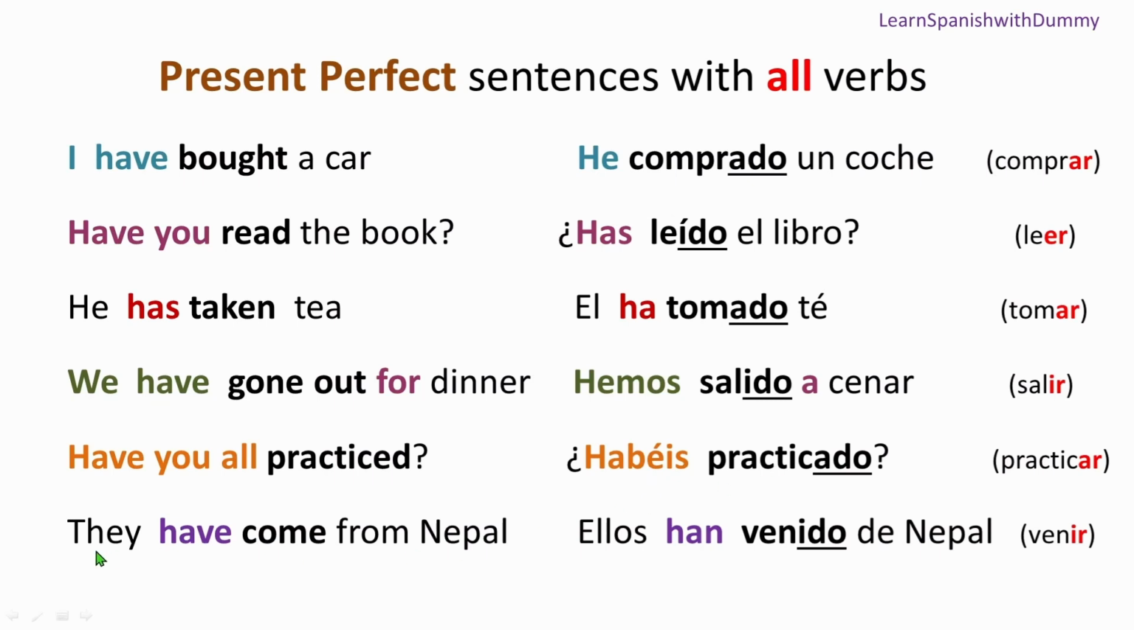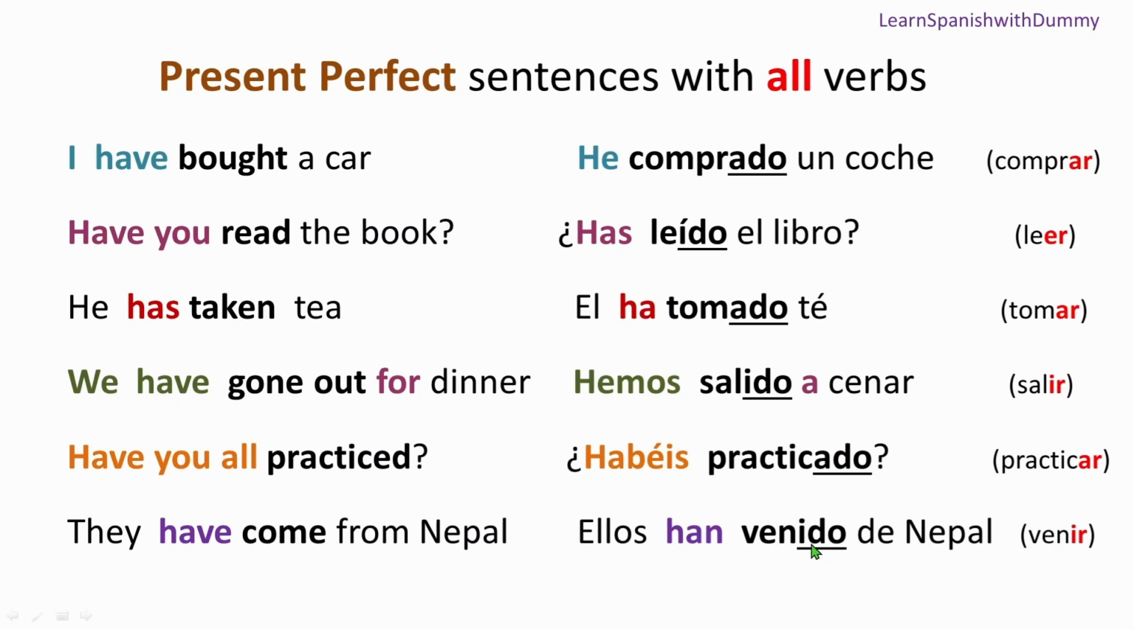Now we have the last sentence. They have come from Nepal, right? So you say ellos han venido de Nepal. Here it's come, and venir itself also means to come, but still we are replacing ir with ido and making venido. You know why we are doing this? Because any verb that comes after have is a past participle, and no matter what verb you use, you are going to apply this rule.